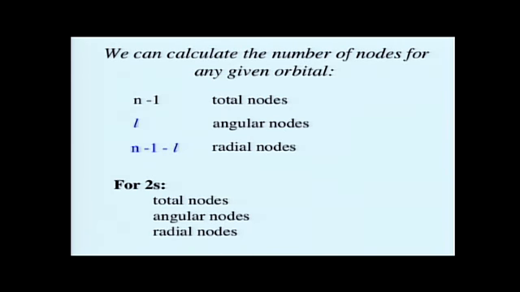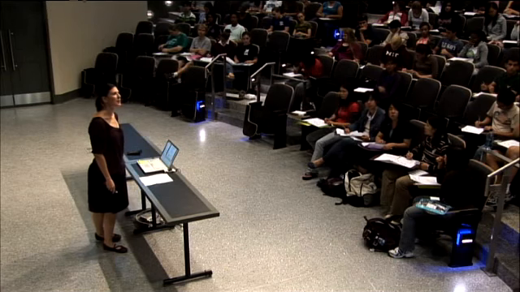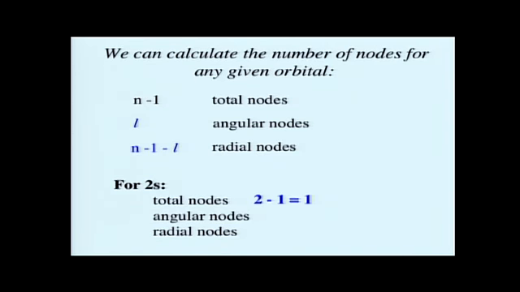So for a 2s orbital, how many total nodes will we have? Yep, I heard 1. So 2 minus 1, 1 total node. Angular nodes, we're not going to have any of those. We'll have 0. L equals 0, so we have 0 angular nodes. And in terms of radial nodes, we have 2 minus 1 minus 0. So what we have is 1 radial node.